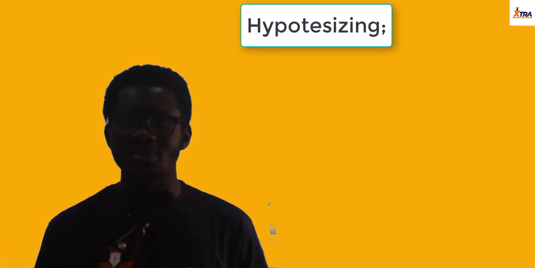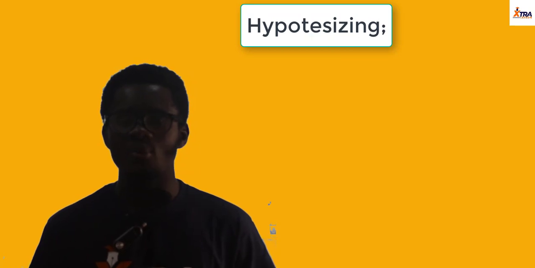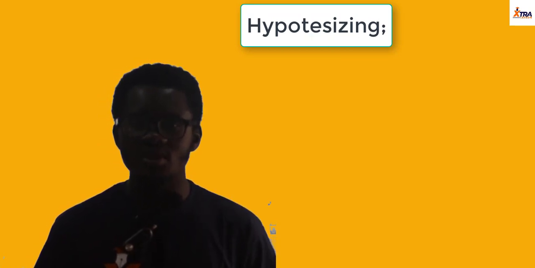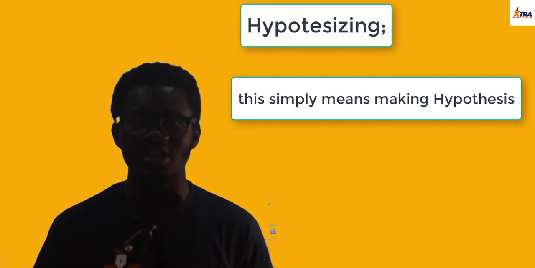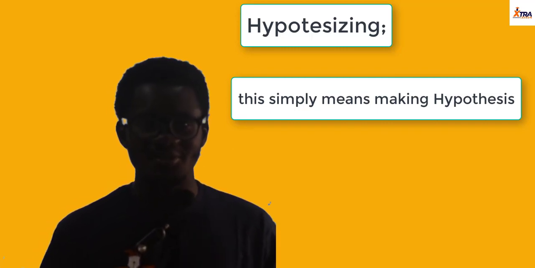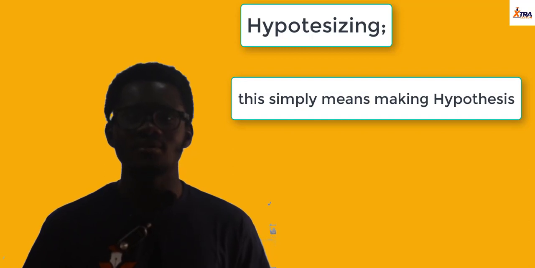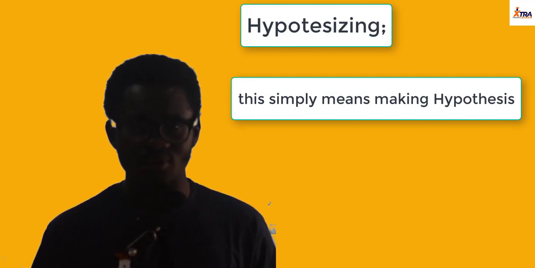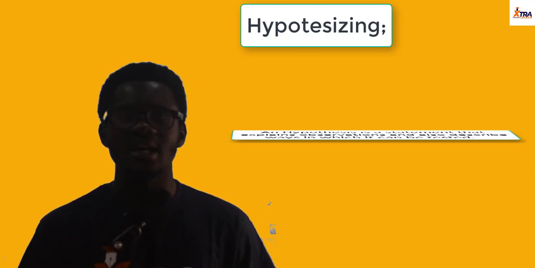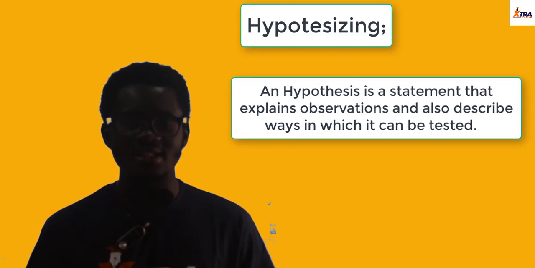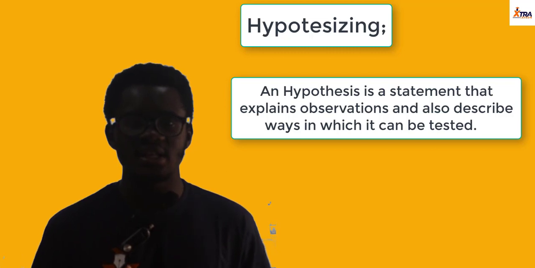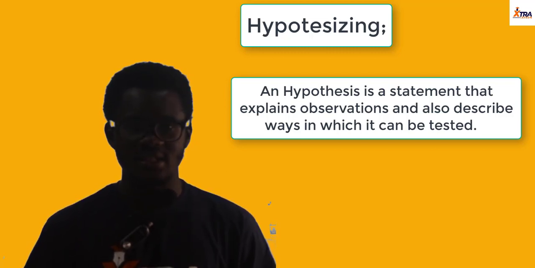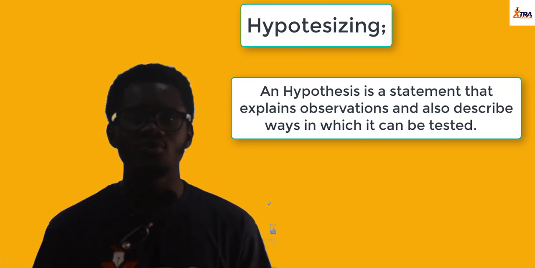Now, in hypothesizing, from the name hypothesizing, it just simply means making hypotheses. So, the word is big, right? But actually, the meaning is not that bogus. Just making hypotheses. Now, hypothesis could look also quite complex. Now, what is a hypothesis? A hypothesis is a statement that explains observations and also describes ways in which it can be tested. So, you have done a lot of observation.